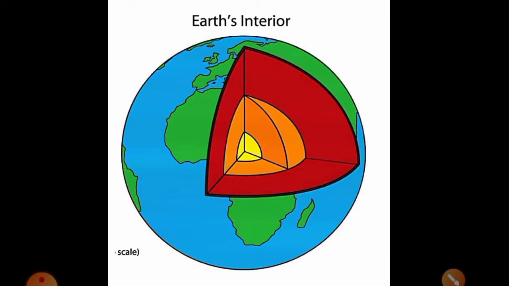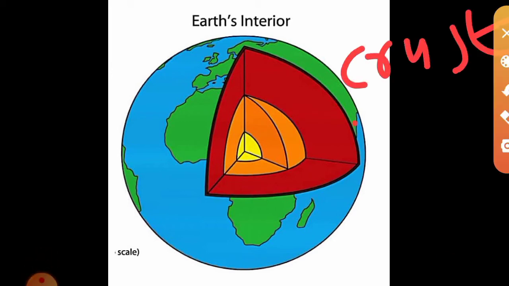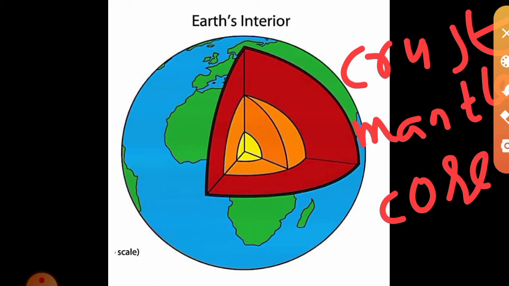Namely they are crust, mantle, and core. These are the 3 layers of the earth: crust, mantle, and core. What are the layers? Crust, mantle, and core.